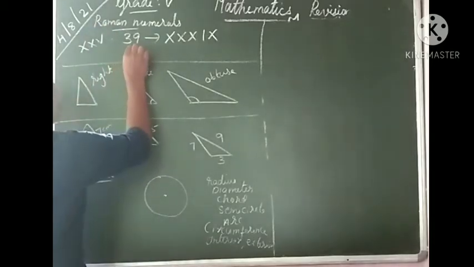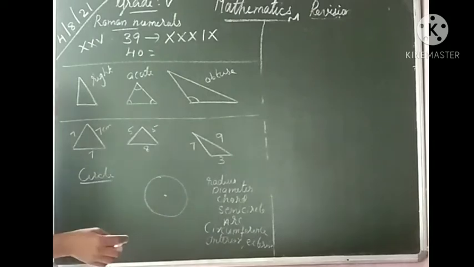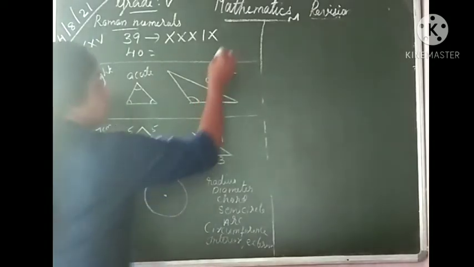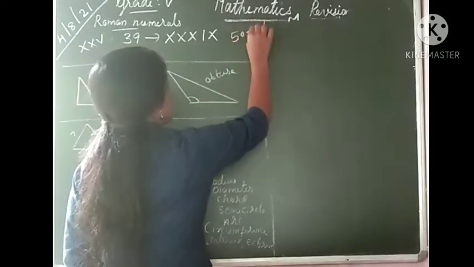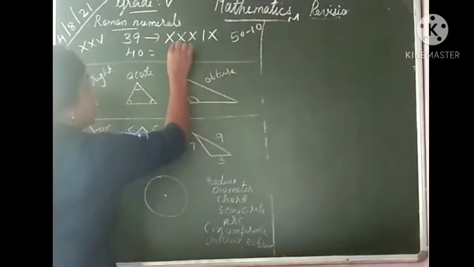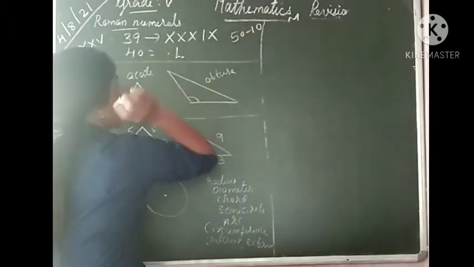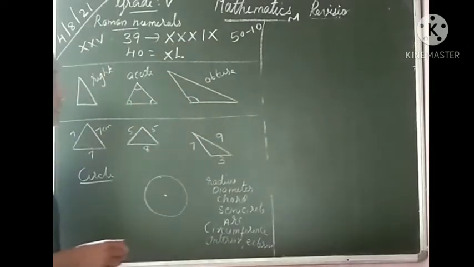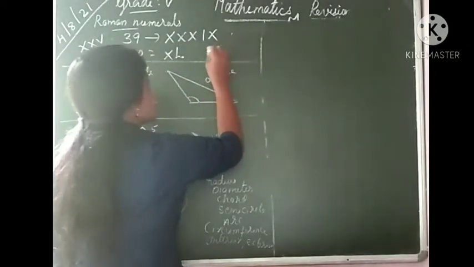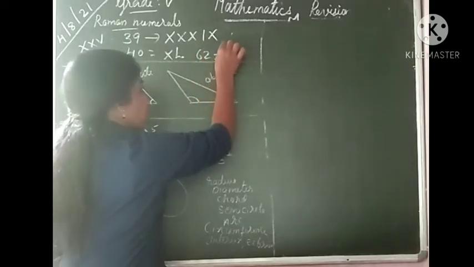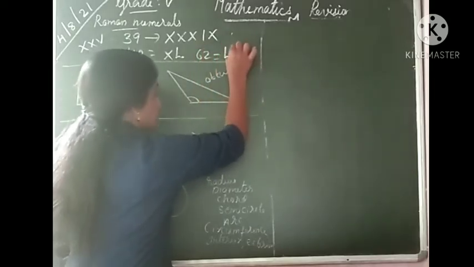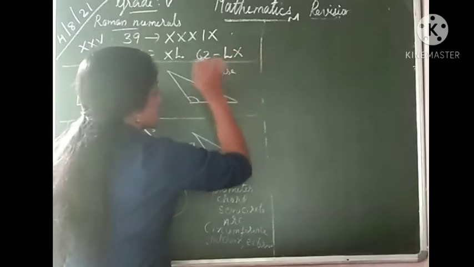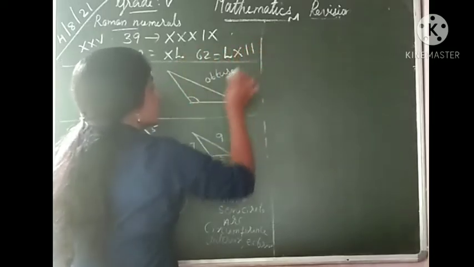How can we write 40? Yes, 40 we can write by using 50. 50 minus 10 is 40. The letter for 50 is L. When we say minus, we put it at the back. 10 is X. That is XL. Then how can you write 62? 50 plus 10, 60, and 62.